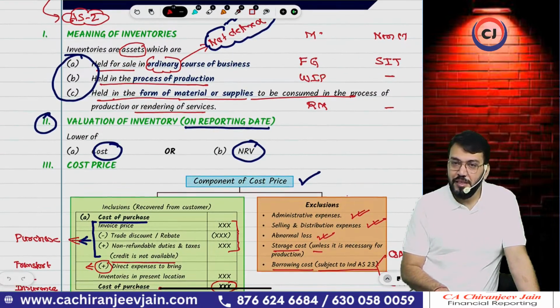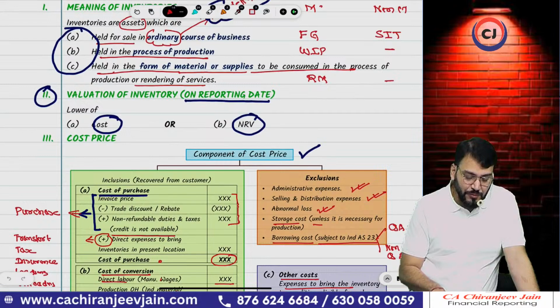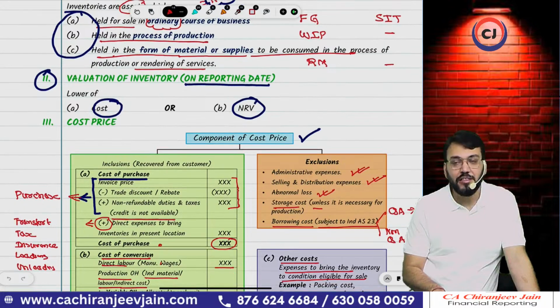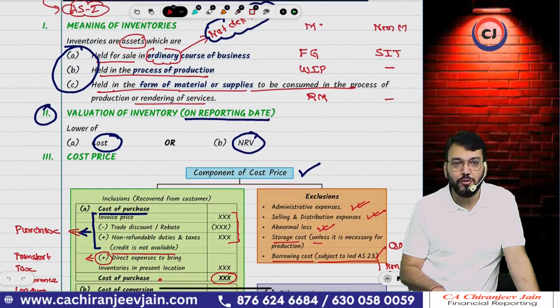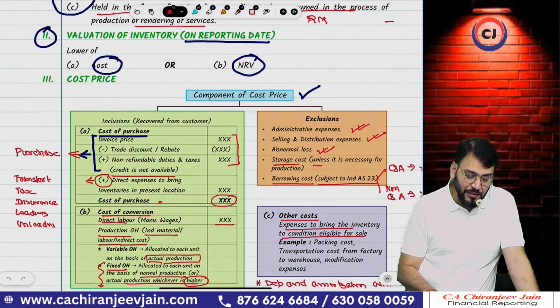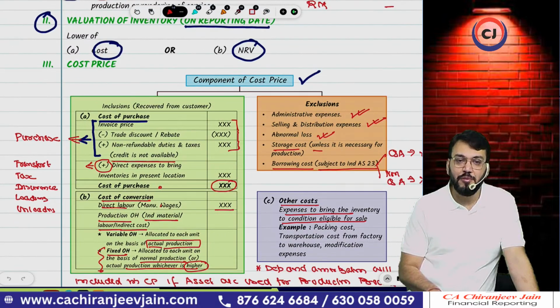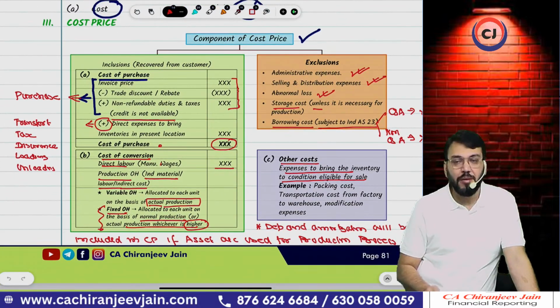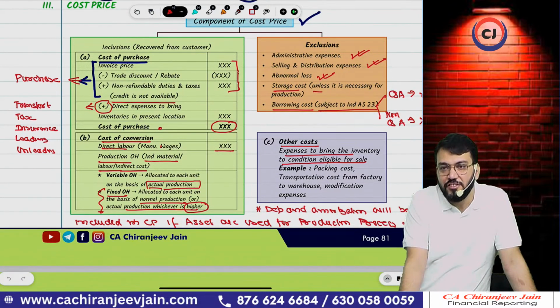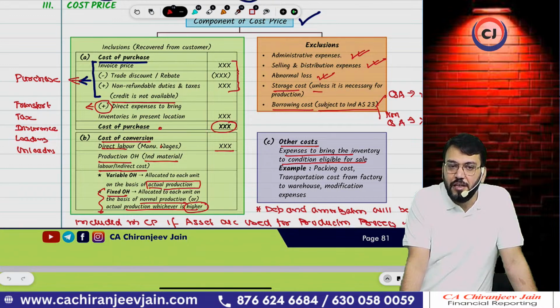we have done the meaning. Inventories are the assets which are held for sale in the ordinary course of business, which are held in the process of production, and which are held in the form of materials or supplies to be consumed in the process of production or for rendering of services. Then we have done the valuation part, that it will be the lower of cost and NRV. Cost price includes three components: cost of purchase, cost of conversion, and other cost. Cost of purchase means invoice price minus trade discount or rebate, plus non-refundable duties and taxes, plus any directly attributable expenses to bring the inventory to its present location.